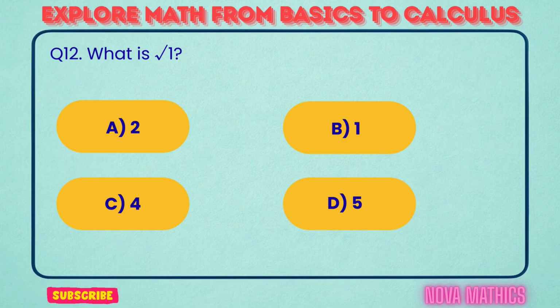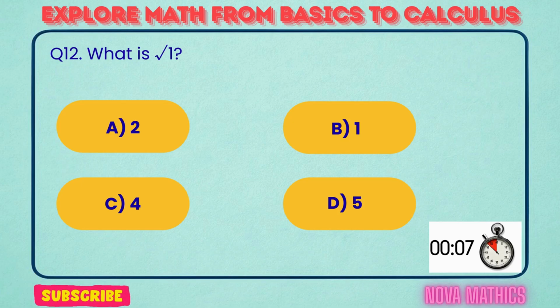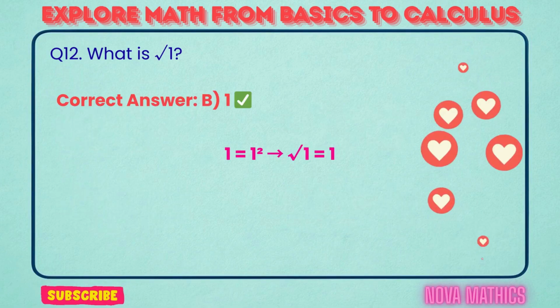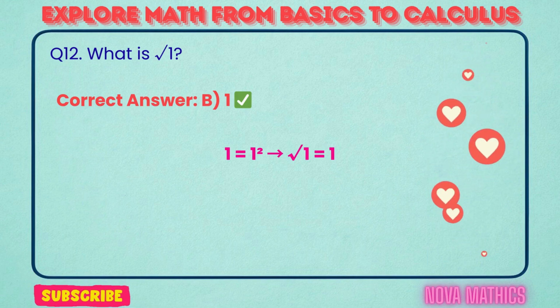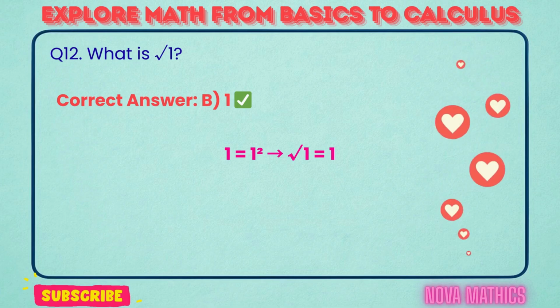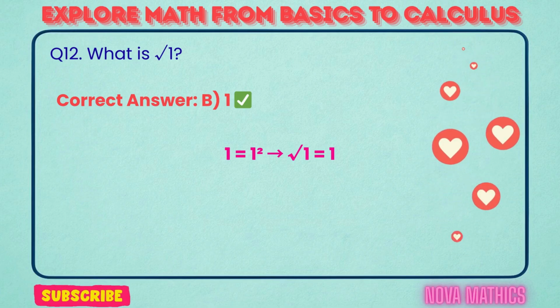12. What is the square root of 1? Correct answer is 1. 1 squared is 1, so the root is 1.